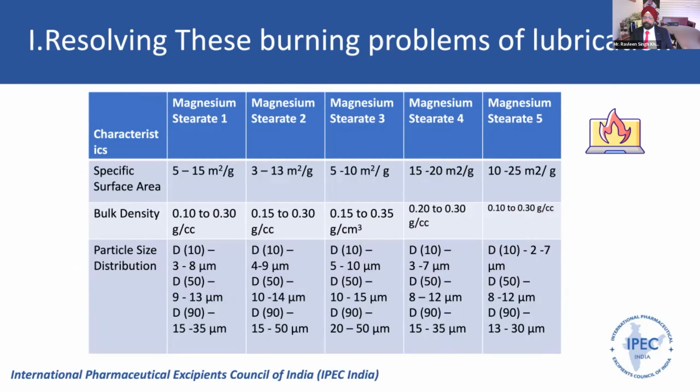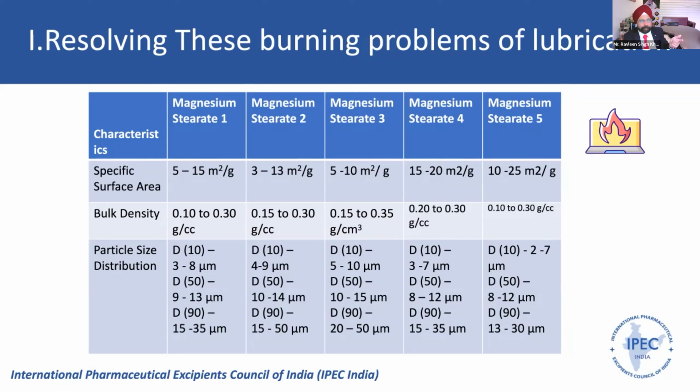Here are some of the common grades of magnesium stearate. You can see the specific surface area, bulk density, and particle size distribution. The surface area ranges from 5 to 15, in one case 3 to 13, 5 to 10, 15 to 20, 10 to 15, 10 to 25, etc. Bulk density also varies. The particle size distribution ranges from D10 of 8 microns to D90 of 35 microns, to D10 of 2 microns to D90 of 13 to 30 microns. That means a range of magnesium stearates is available. These are the five standard grades I mentioned, but there could be n number of grades depending on these permutation combinations.